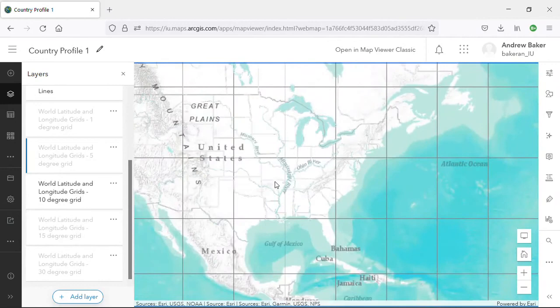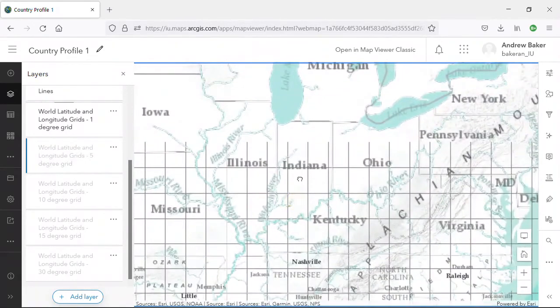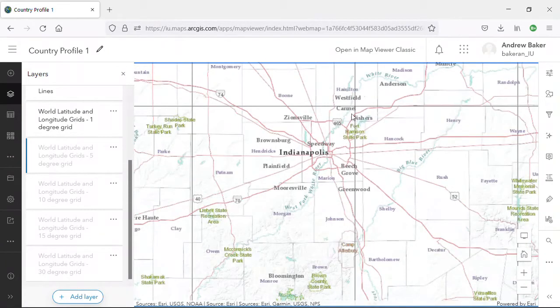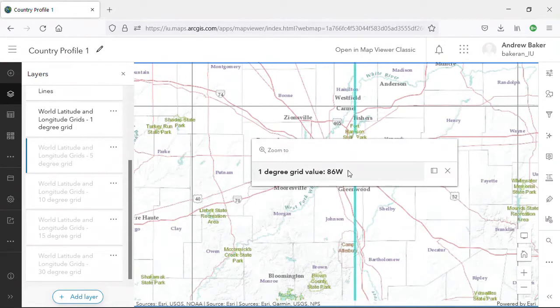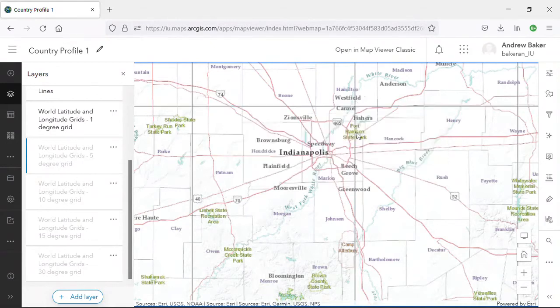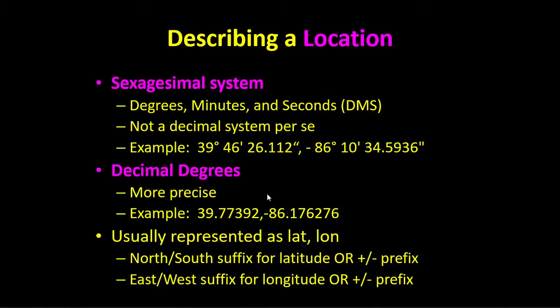And eventually we go to 10 degrees, 5, and eventually we'll get to the 1-degree graticule grid. And you'll note just on the northeast side of the metropolitan Indianapolis area, we have two important lines that cross. We have the 86 degrees west longitude and the 40-degree north line of latitude. Knowing that, then this intersection here will be where the 40-degree north line of latitude intersects with the 87 degrees west line of longitude. And of course, we can go even further.